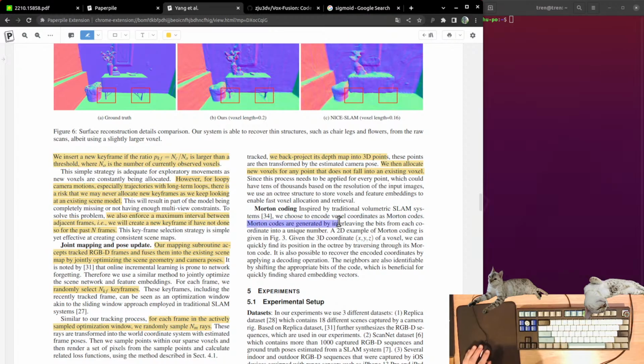Morton codes are generated by interleaving the bits from each coordinate into a unique number. Okay, so we were talking about what it actually does. This is what it does. It's all about finding the position of the node in the octree. So neighbors are also identifiable by shifting the appropriate bits.